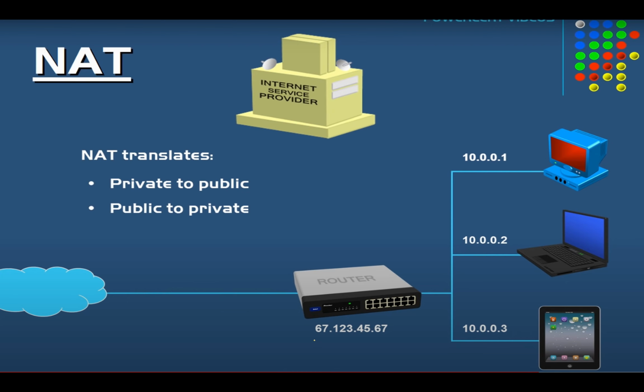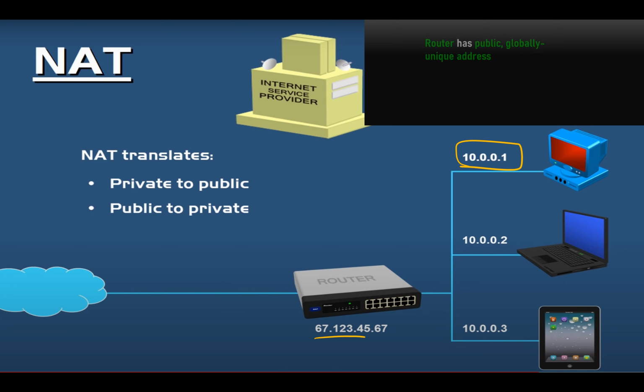If we look at this, here we see the router has the public IP. The reason we know that it's public is that it's not in the ranges, I think it was 10, and also 172 and 192. Since it doesn't start with those numbers, we know it's going to be public. Whereas 10 is one of the private IP ranges.